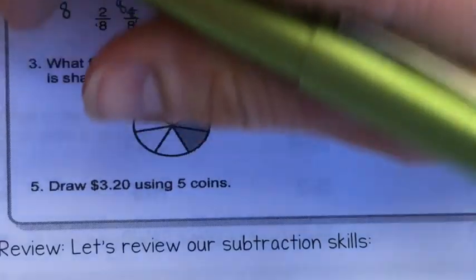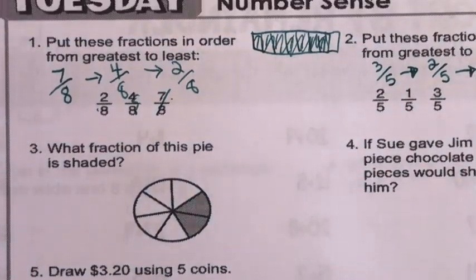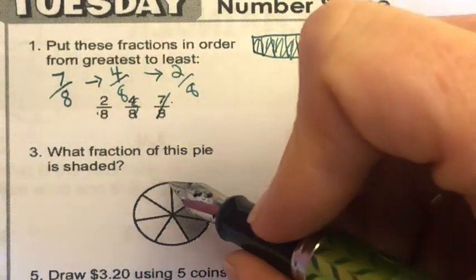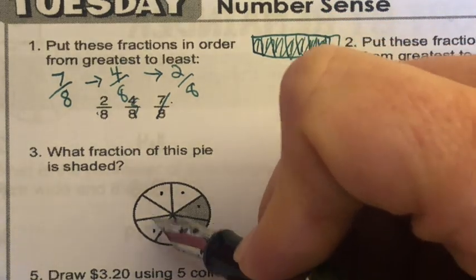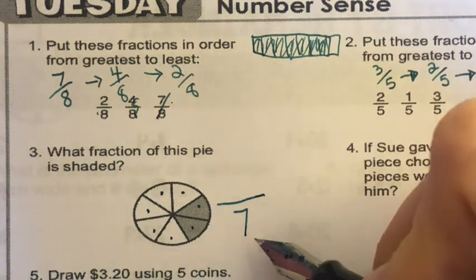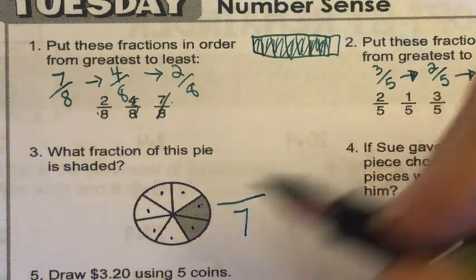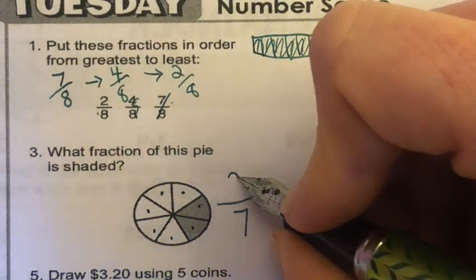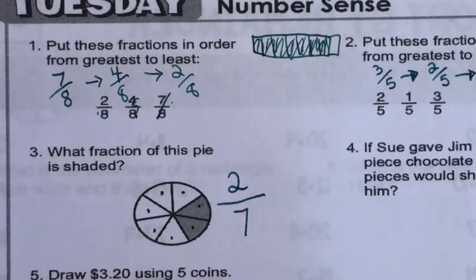Okay, let's go on to the next one, number 3. What fraction of this pie is shaded? Oh, I like that they're using food. I love it. Let's count our pieces. 1, 2, 3, 4, 5, 6, 7. So there are 7 possible pieces. That's our denominator. It goes on the bottom. And we have 2 pieces shaded, so we put that number on the top. 2 out of the 7 are shaded, 2/7.